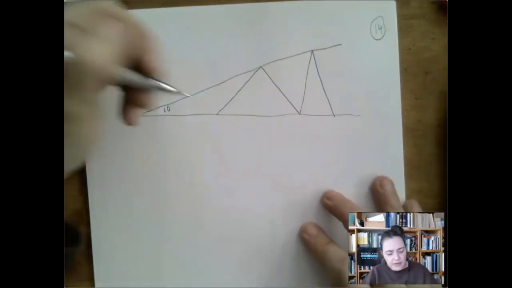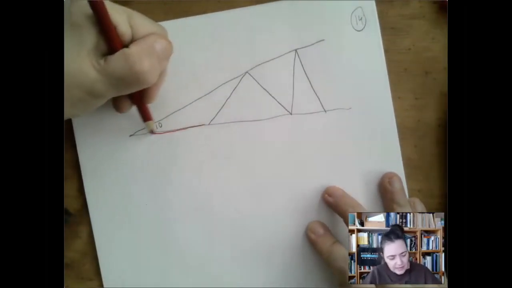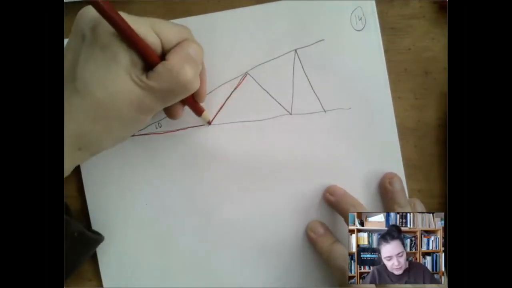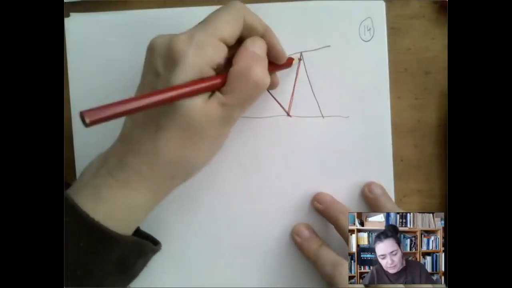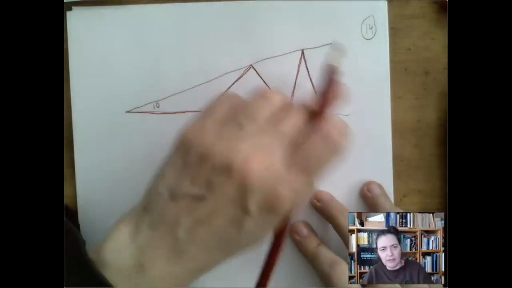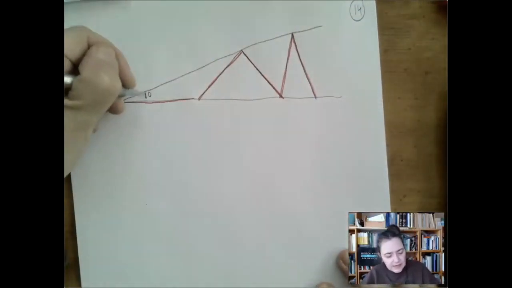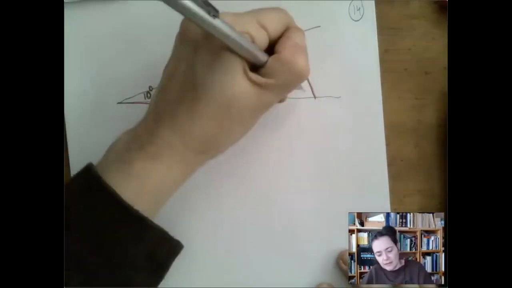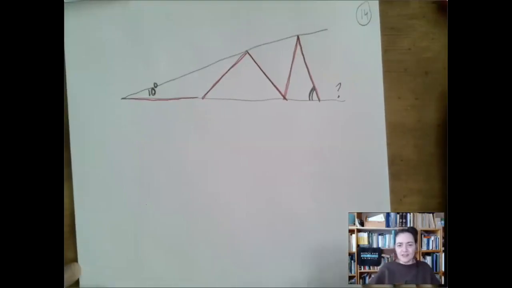Okay, so here is what happens. I'm going to color the sides with the same color. The red sides are all equal to each other, so these are all equally long line segments. And the question is, this here is 10 degrees. What is this angle? This is what I call chasing angles, and chasing angles is fun. Any ideas?